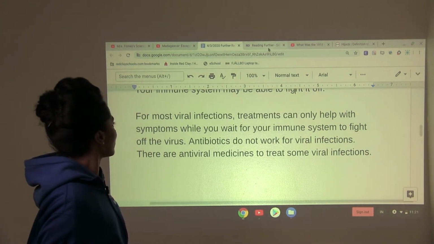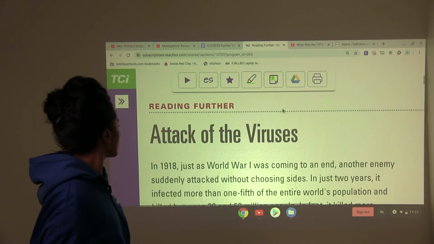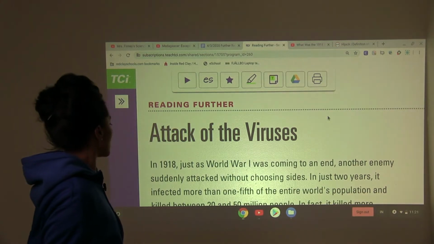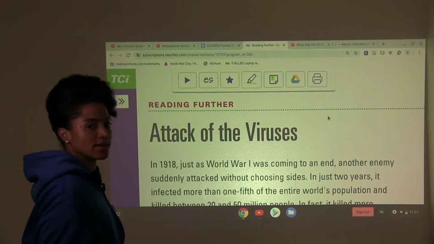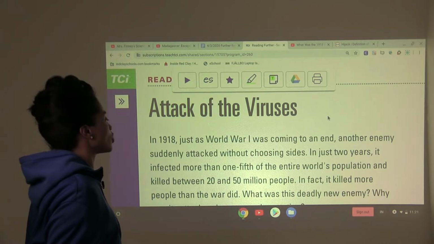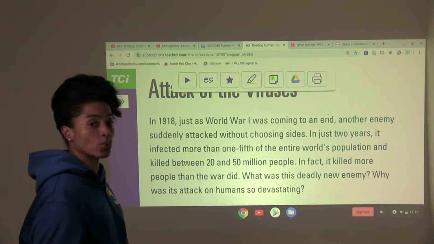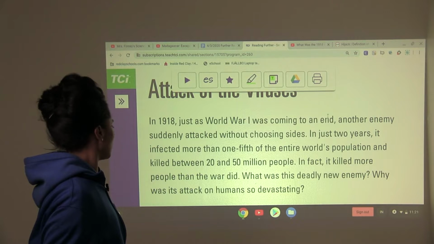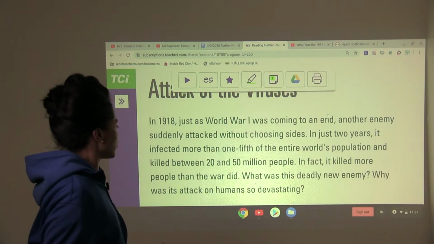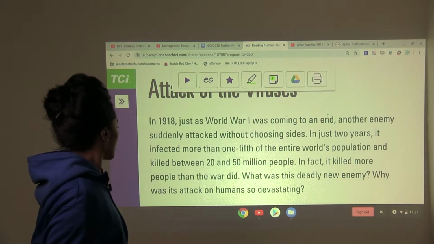So now that we have our flashback of viruses, let's talk about something related to world history. In 1918, just as World War I was coming to an end, another enemy suddenly attacked without choosing sides. Who could this be? In just 2 years, it infected more than one fifth of the entire world's population and killed between 20 and 50 million people. In fact, it killed more people than the war did. What was this deadly new enemy? Why was its attack on humans so devastating? As we're reading this information, I want you to think about our current situation with the coronavirus. There was a pandemic that occurred before.